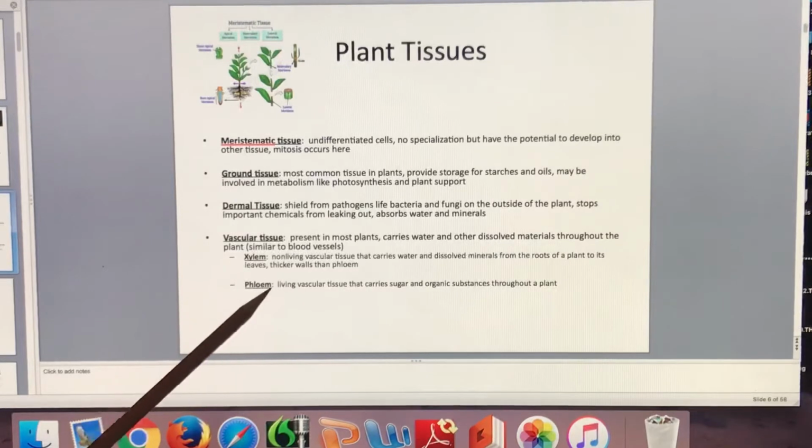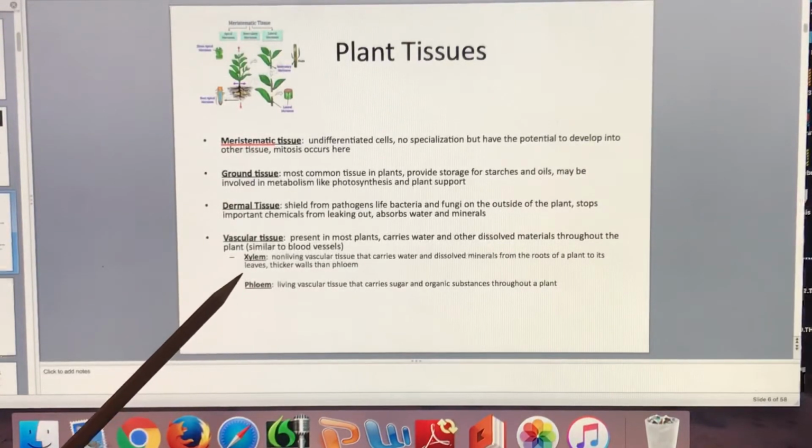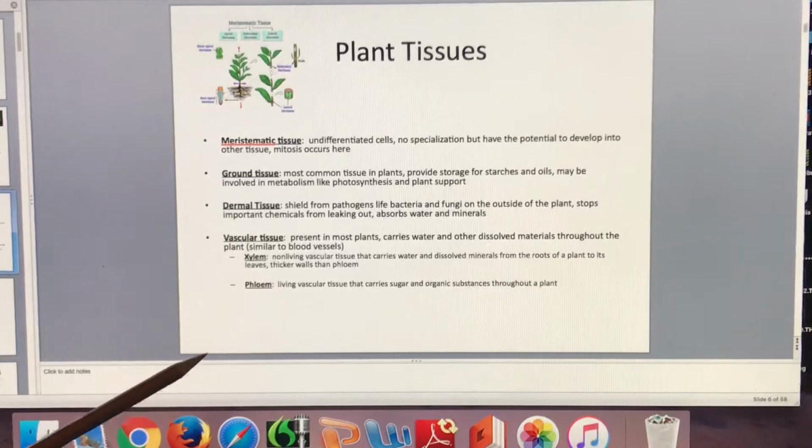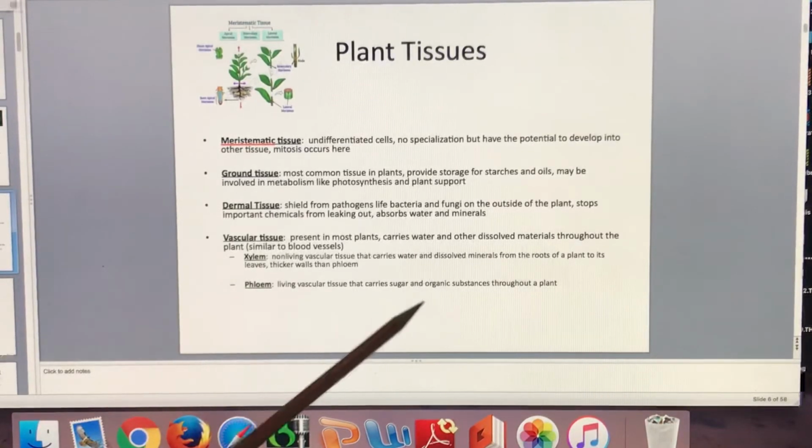And so a little memory helper is that the phloem has that F sound in the beginning, although it's spelled with a PH. But you think food, phloem, they both have the F sound. It carries the food, these sugar and other organic substances, throughout a plant.